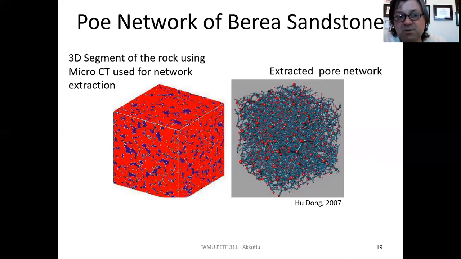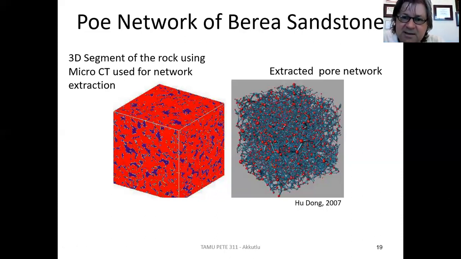One way of further simplifying an image like this on the left is to extract a pore network model out of this. The way we do this is that it's an all-digital process. We identify where the pores are and where the pore throats are. Wherever the pores are, we put a sphere with the same volume associated with that pore. And once we identify the pores, we interconnect them based on their connectivity using the micro-CT image. So these will be the tubes, little pipes connecting these pores.